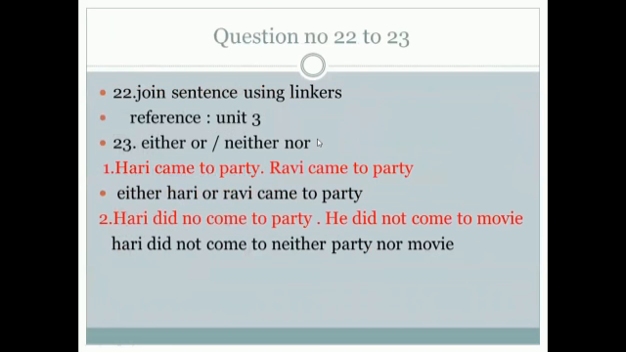And the 23rd question is related to either or and neither nor. Hari came to the party, Ravi came to the party. So here Hari and Ravi are different, and came to the party is the same. So we have to use either before the name. So either Hari or Ravi came to the party. And Hari did not come to the party. He did not come to the movie. So Hari was the same, and party and movie were different. So Hari came to neither the party nor the movie.